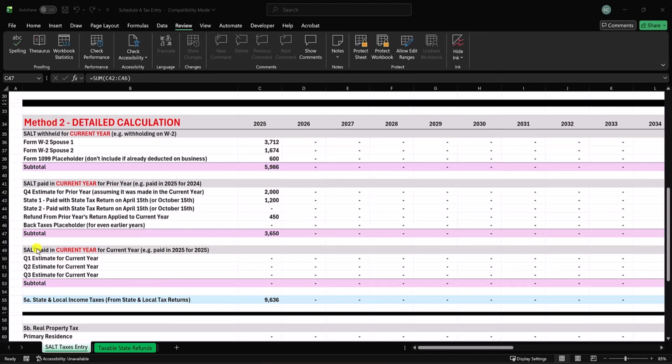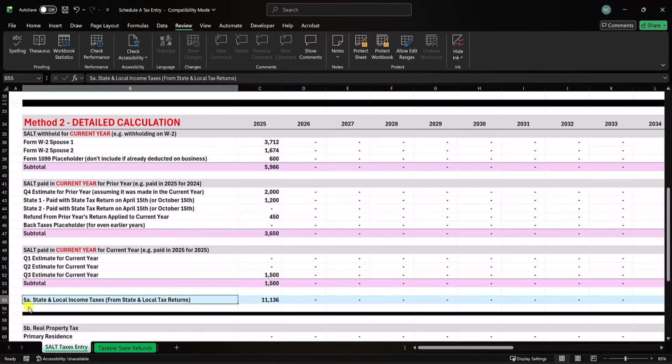And as long as that is in the current year, for example, right now we're working on 2025, so the payments would be made in 2025, then those estimates would go right here as deductible items. Let's just assume for this example that you did not make a Q1 estimated state tax payment, you did not make a payment in Q2, but you did make a payment in Q3 for estimated state taxes, and the amount of that was $1,500. And therefore the subtotal for this section right here is going to be $1,500.